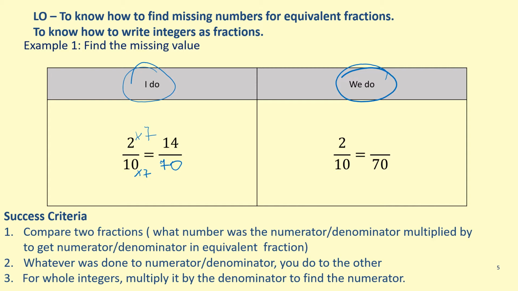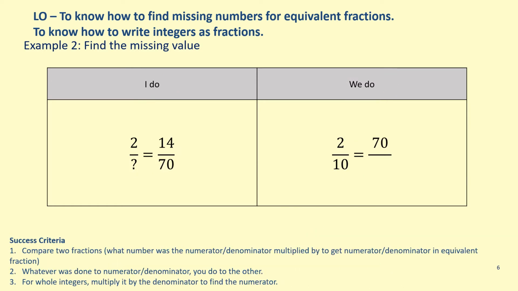What you should have done is compare 10 and 70. You should know that 10 times 7 is 70. Whatever I do to the bottom, I have to do to the top because it works both ways. So 2 times 7 is 14. We got exactly the same fraction as in "I do", 14 over 70. If you had something different, then this is wrong. If you've got 14, well done.